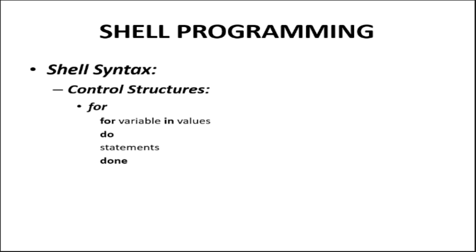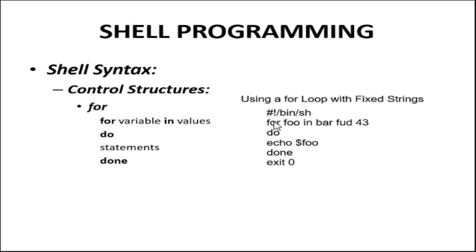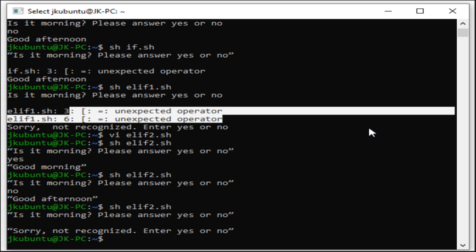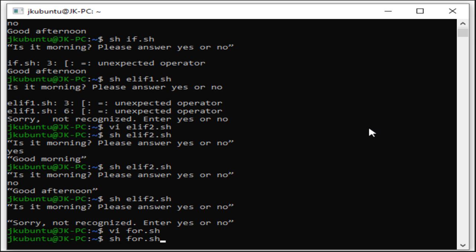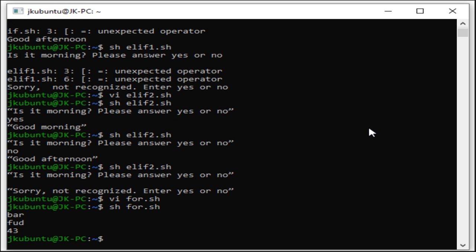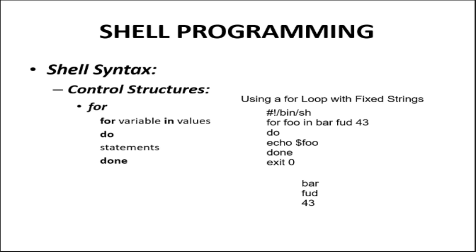Now I would like to give an example using a for loop with a fixed set of strings, and the example contains the following lines of code where I am using the variable FOO, and the values of this variable are the strings bar, FUD, and 43. When I execute this in the terminal, it shows the output like this, which was shown on the screen. That is the for loop with fixed strings.